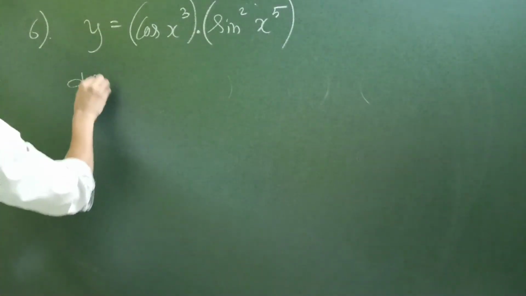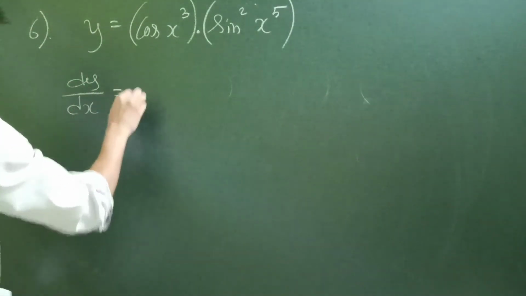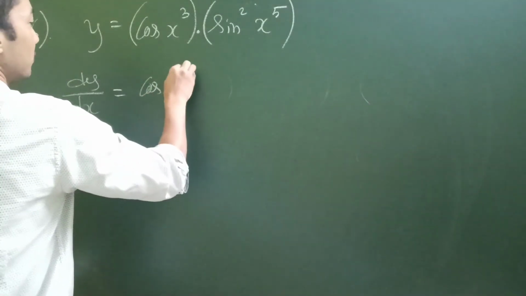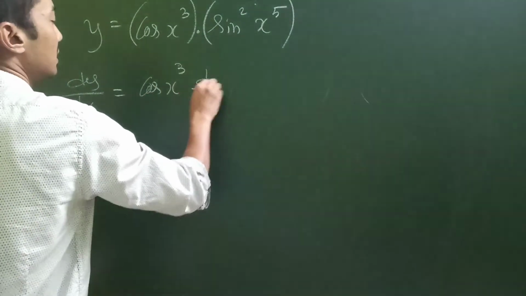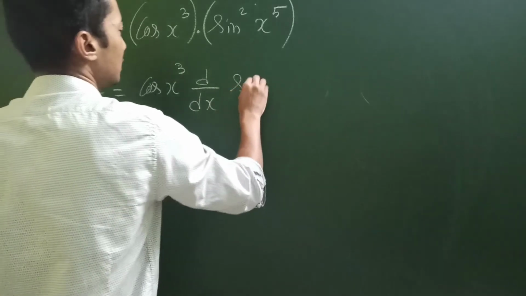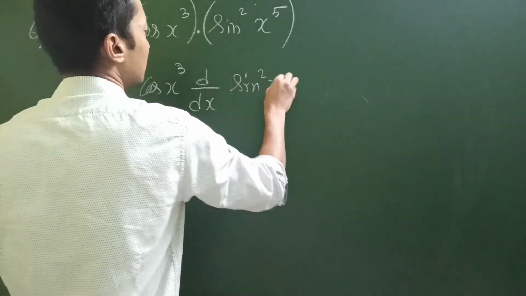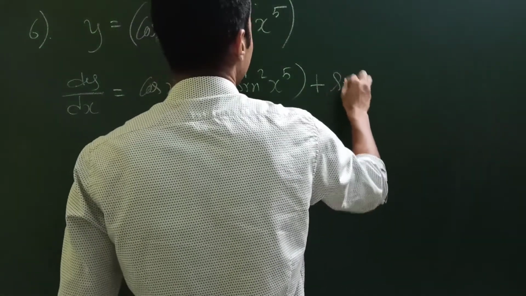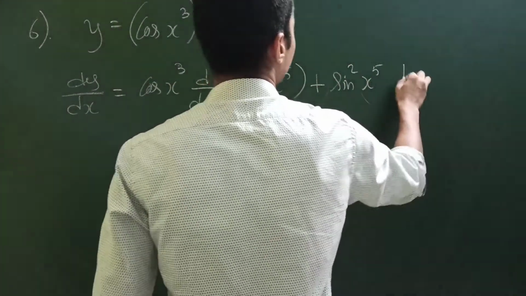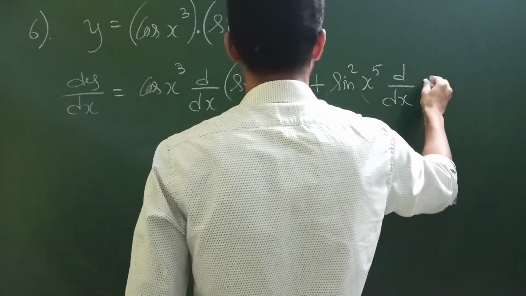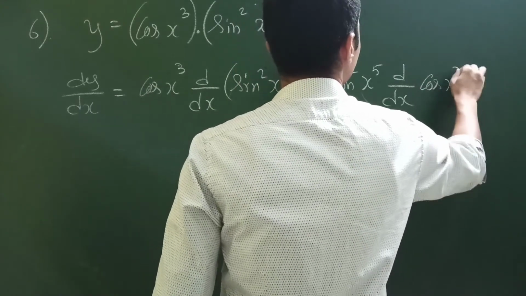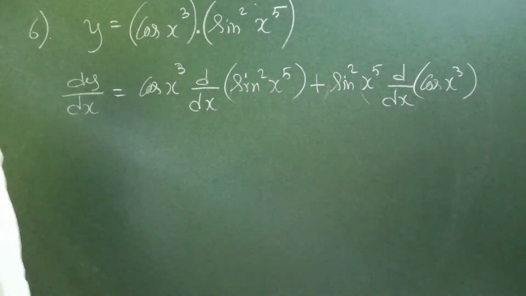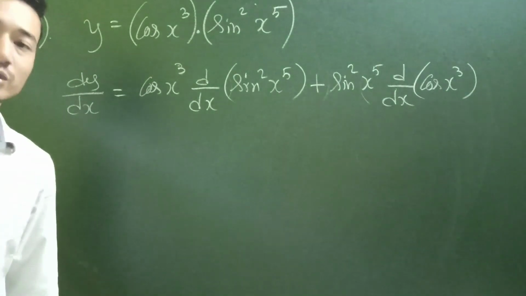So first things first, product rule. First function into derivative of second function plus second function into derivative of first function. Similarly, the previous question, that is number 5, we can do by quotient rule.